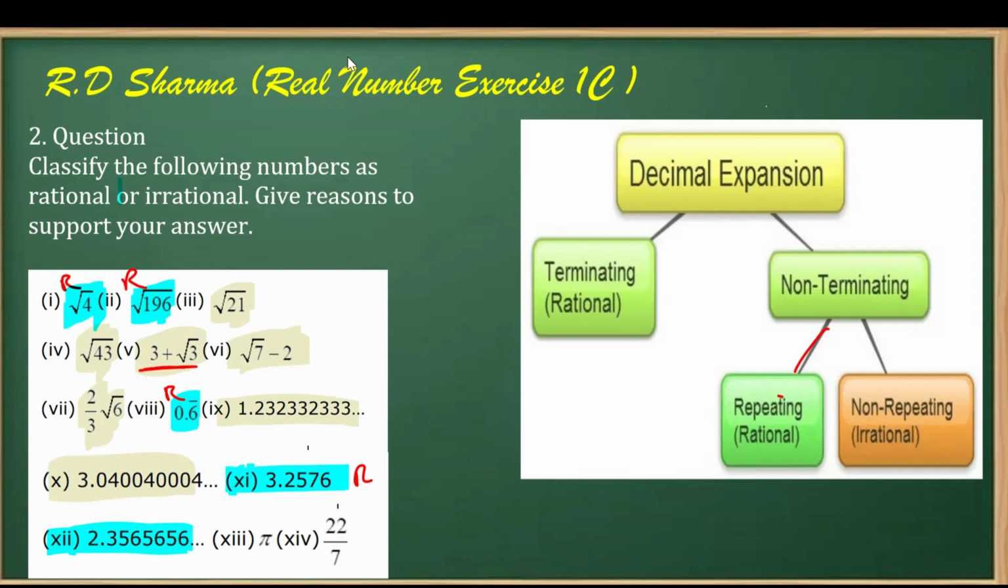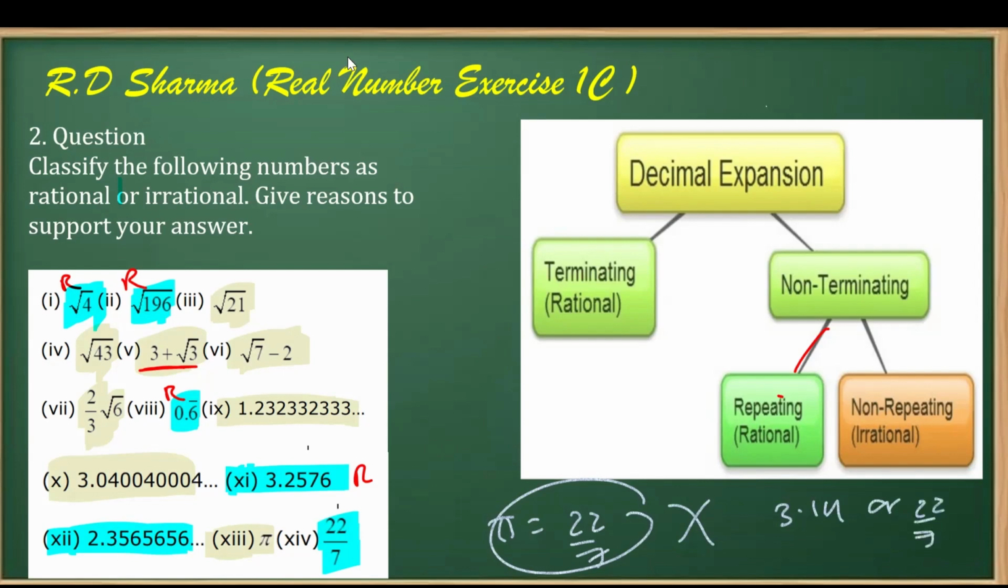Now coming to the next one, pi. Pi is irrational. But 22 over 7 is rational because they are not the same, right? Many of you consider pi as 22 upon 7. This is not correct. The value of pi, we sometimes take as 3.14 or sometimes 22 over 7. That's for the convenience of calculation.